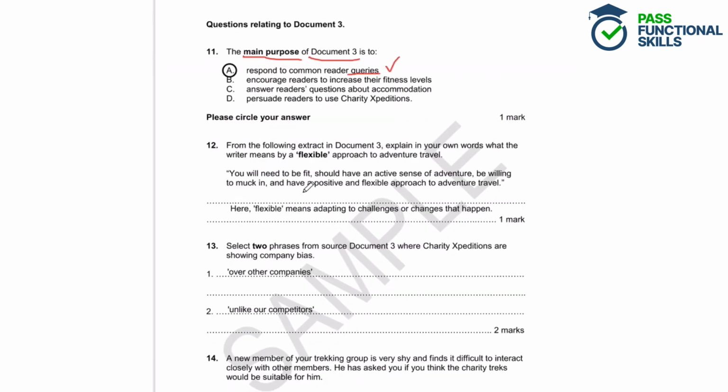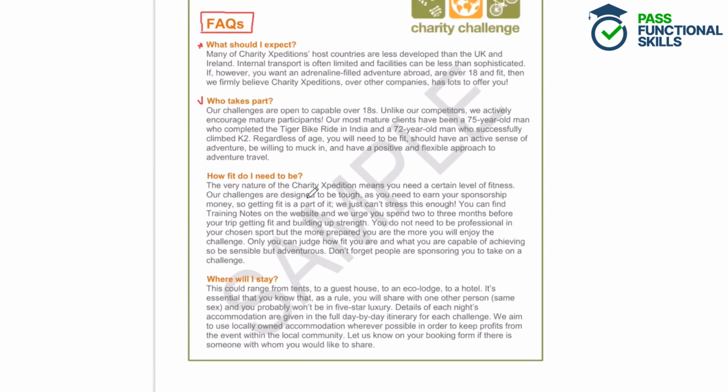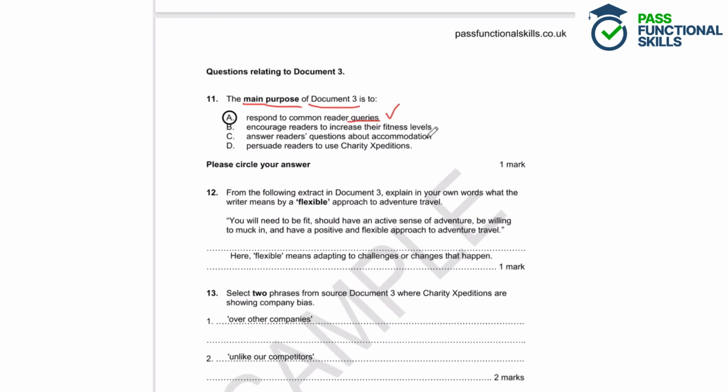B, encourage readers to increase their fitness levels. Well, it does talk about fitness levels, says how fit you need to be, but it's not really encouraging you to increase your fitness levels. There's no sense of increasing or making yourself fitter at all. It's just saying that you will need to be fit in order to go on these treks. So that's incorrect.